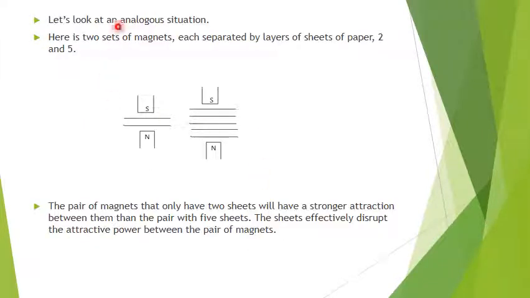Okay, so to do that, we're going to do an analogy here. Suppose I have two sets of magnets. Here they are, each separated by layers of sheets of paper: 2 sheets here and 5 sheets here. And I want to know which one of these pairs of magnets is going to have a stronger attraction. Is this north-south going to have a stronger attraction or less than this one over here?